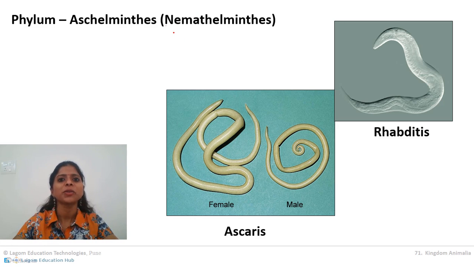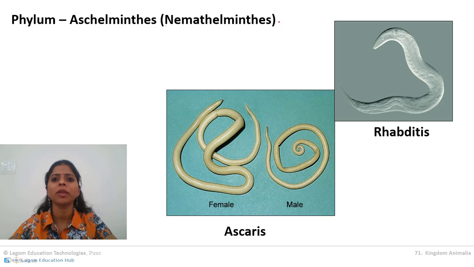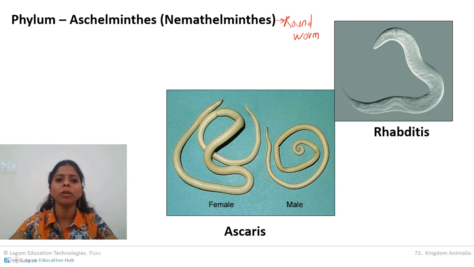Nemathelminthes is the common name of these animals. In normal English we call them roundworms. Round means their shape is round, that's why they are roundworms. But why are they Nemathelminthes?